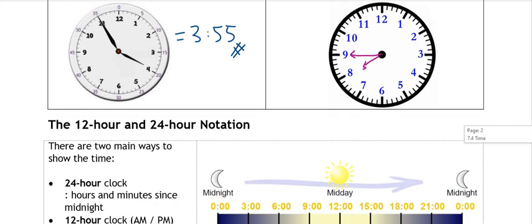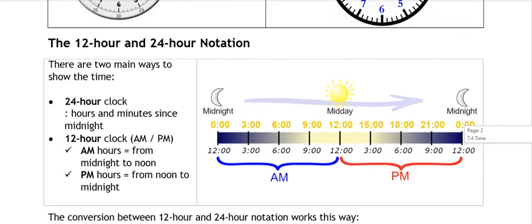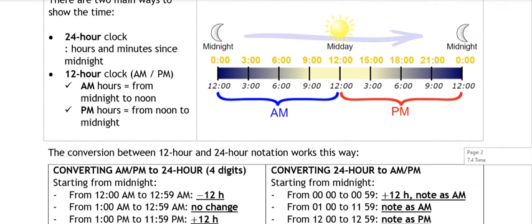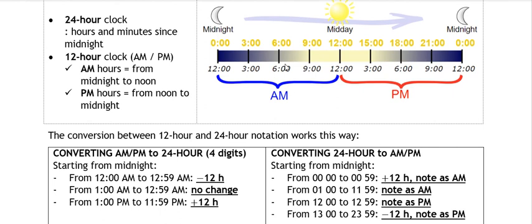Okay, now let's move on to the one that is quite important over here. You have to know how to change between 12-hour and 24-hour notation. This is how we show it. You can see the diagram here. From midnight to midday, there is a change in AM and PM. AM will show from 12 midnight until noon, which is before 12, because at 12 it will change into PM. And then the PM will continue until 11:59.